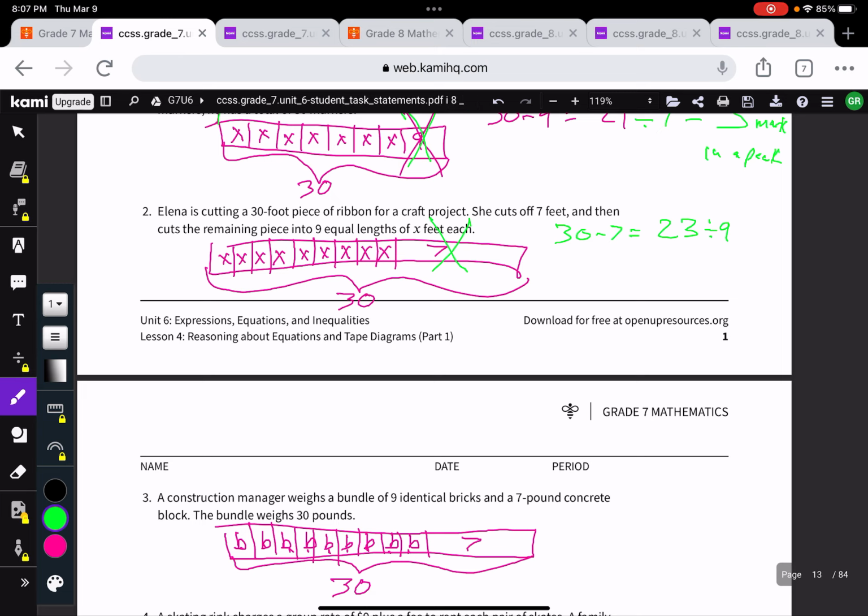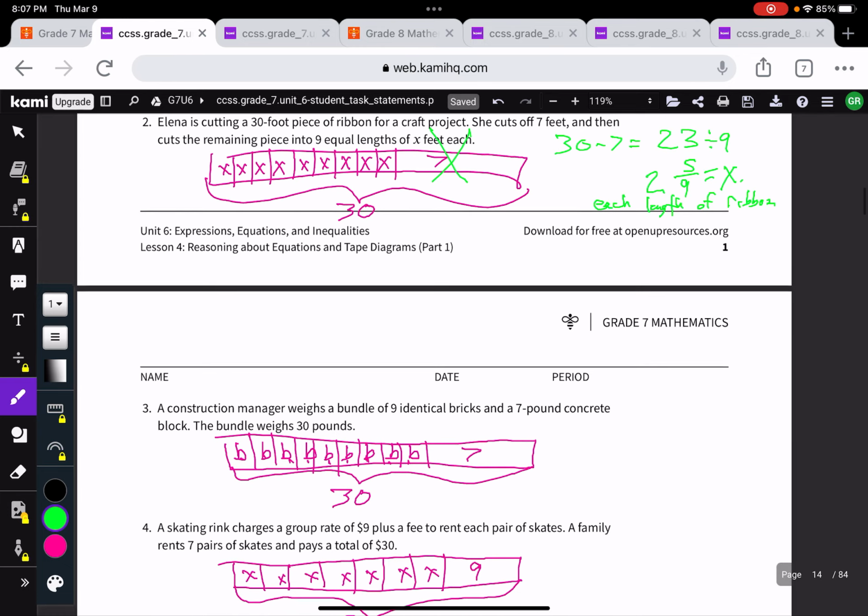But so be it. That means 9 goes into 23. 3 times would be 27. So it's going to be 2 times with a remainder of 5. Because 2 times 9 is 18, and 18 plus what is 23? So it's going to be 2 5/9. That's going to be equal to X. So what does that mean? That's each length of ribbon. The remaining 9 pieces were cut up, so there it is. Number 3.